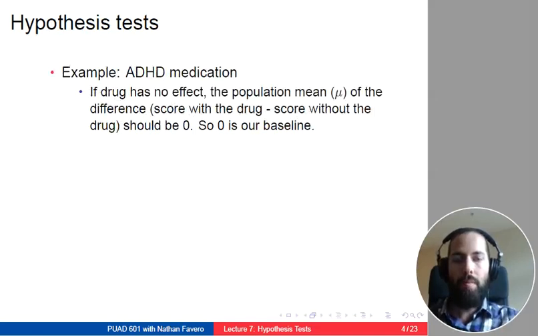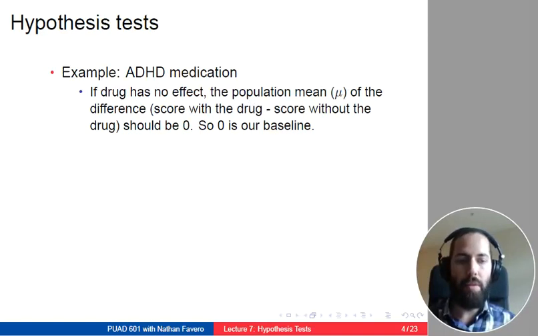So now we have to start thinking about the steps of the hypothesis test. The first step asks us to create a null hypothesis. And in order to create a null hypothesis, the first thing we want to do is come up with some sort of baseline. In this case, the most natural baseline is, what if the drug has no effect? If the drug has no effect, then the average difference in how the students score between these two conditions should be 0. And so we can say that the population mean would be 0 if the drug has no effect.